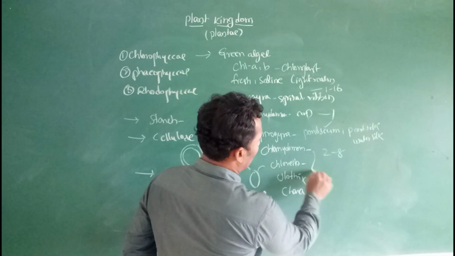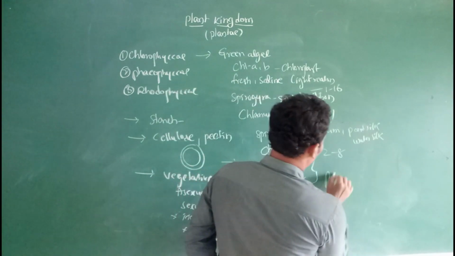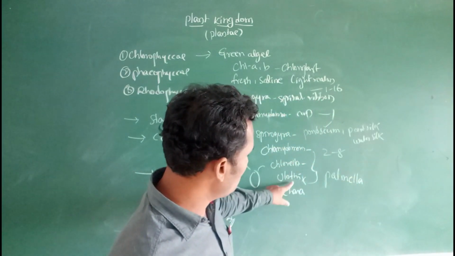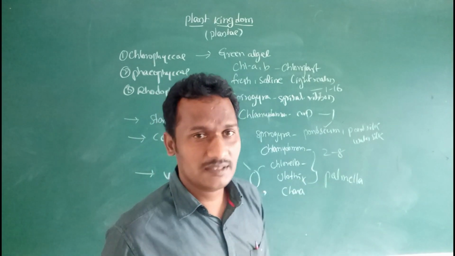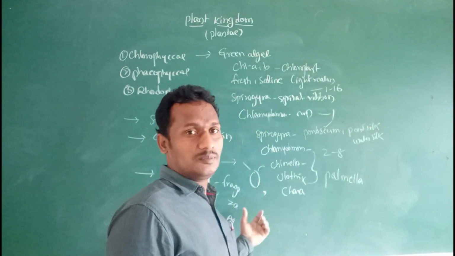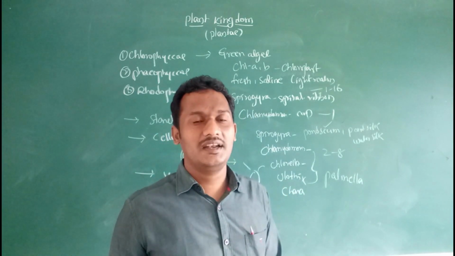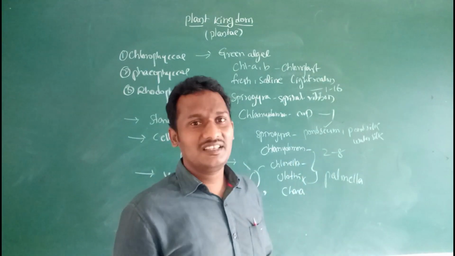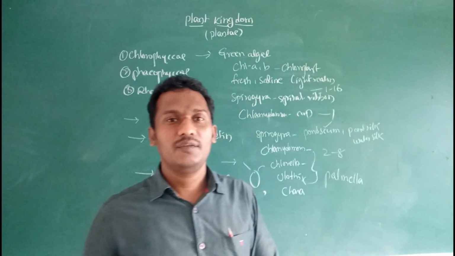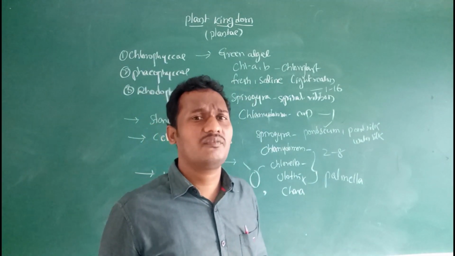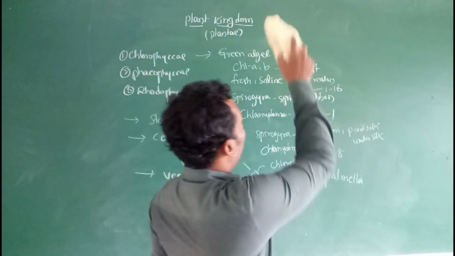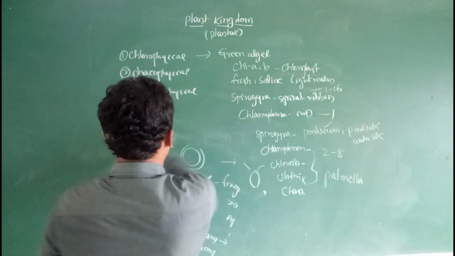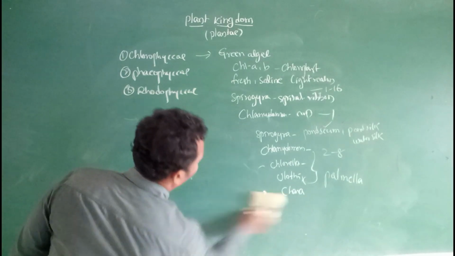Then in Ulothrix and Chlamydomonas, a resting stage is present, known as the palmella stage. Palmella stage means asexual spores, zoospores, in unfavorable conditions get surrounded by a thick mucilage coat. Inside this mucilage coat, these zoospores keep dividing. When conditions are favorable, they germinate to form new individual algal bodies. This is known as the palmella stage.